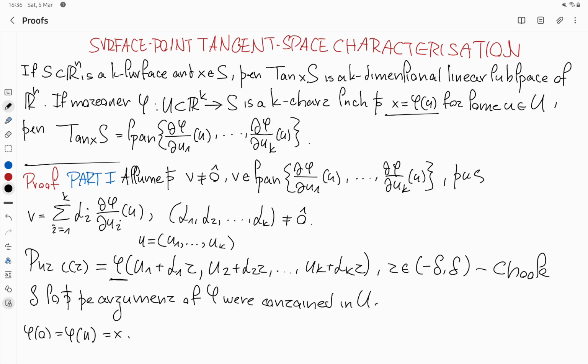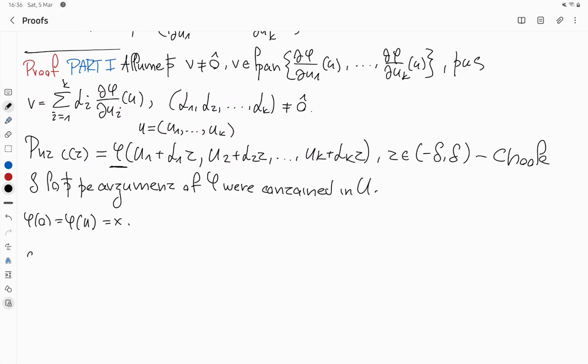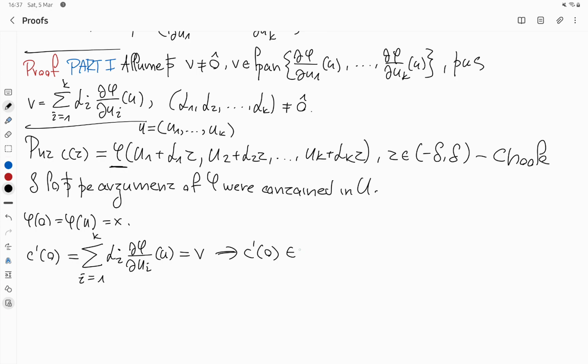Okay, now moving on, if we take the derivative of c at 0, we obtain by chain rule this identity: the sum ranging from 1 to k of alpha i times the individual partial derivatives at the point u, by the chain rule. But this, we know, is equal to v from up here, which means then that c prime at 0 is equal to v, which is part of the tangent space, which is precisely what we wanted to prove. So this concludes part 1.